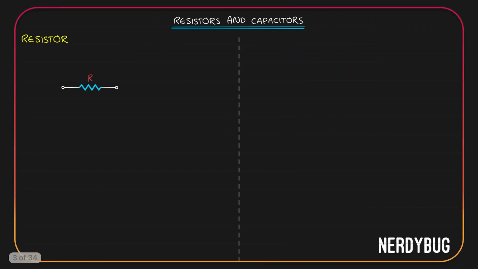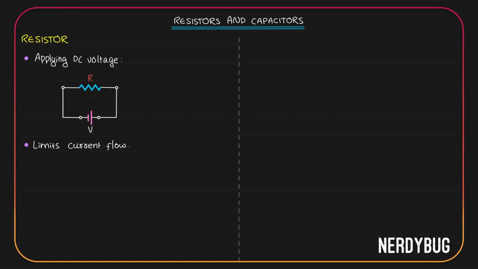Let us start with a resistor of resistance R. We all know what a resistor does in a circuit. It limits the flow of current. Let us apply a DC voltage across the resistance. Positive terminal of the cell is over here, its negative terminal is here. So this end of the resistor will get positive polarity and this end will get negative polarity. And the direction of current will be anti-clockwise.